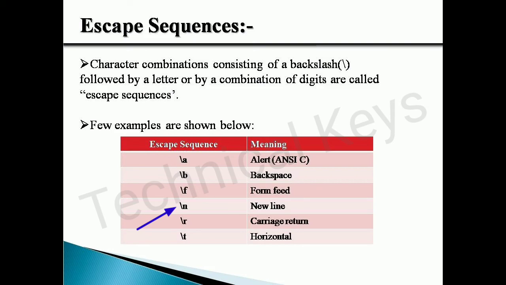It is used to take your cursor onto the next line, that is, to give a new line. You use this backslash n. Backslash r is used for carriage return. A carriage return will take your cursor to the beginning of the line. So there is a difference between backslash b and backslash r. Backslash b takes your cursor to the left by only one position, whereas backslash r takes the cursor to the beginning of the line, wherever your line starts.